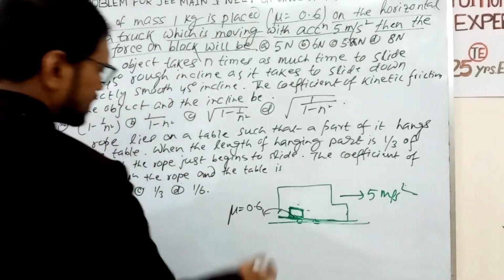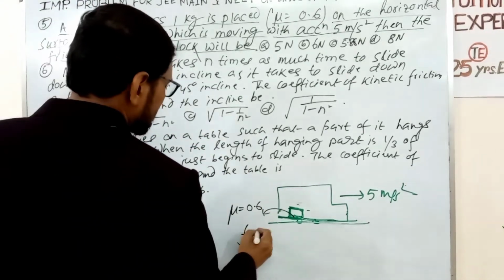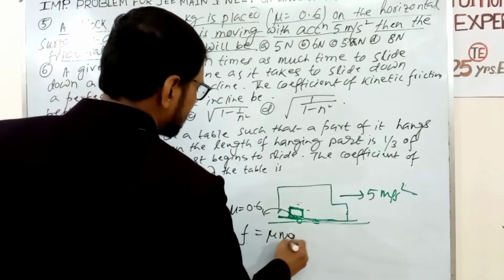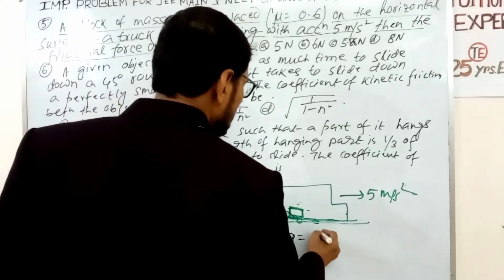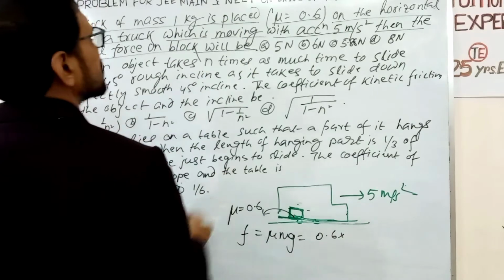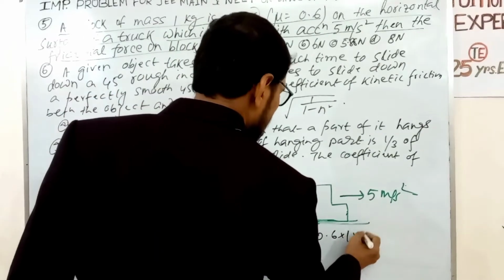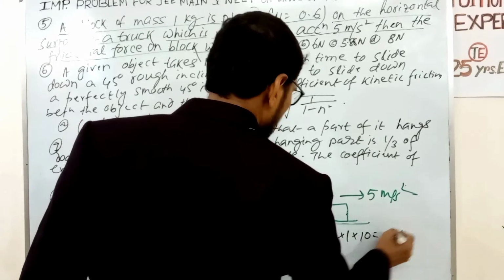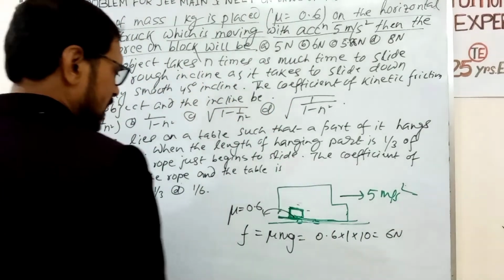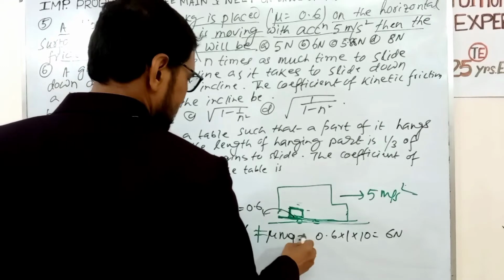Students generally use friction equals mu mg. So if they write friction equals 0.6 times m, what is the mass of the block? The mass of the block is 1 kg, 1 into g, which is 10. So this answer is 6 Newton. But this is not correct.